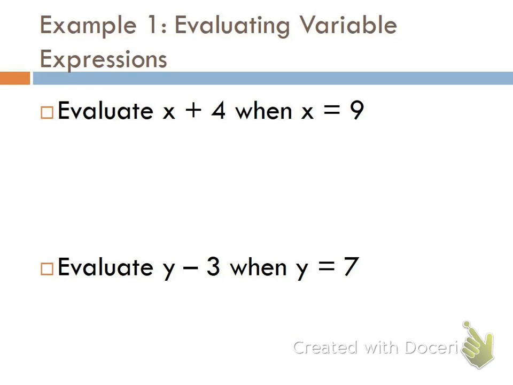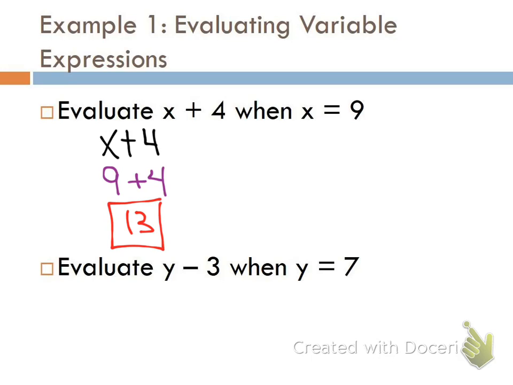Okay, so there's going to be 3 steps to simplifying these expressions. The first step is, in your notes, write the original expression, x plus 4. And what value do they give us for x? It says x equals what? 9. X equals 9. So we plug in 9 where x goes in the expression, and we solve. 9 plus 4 is 13. All right, so 3 steps: original expression, substitution, and box the answer.